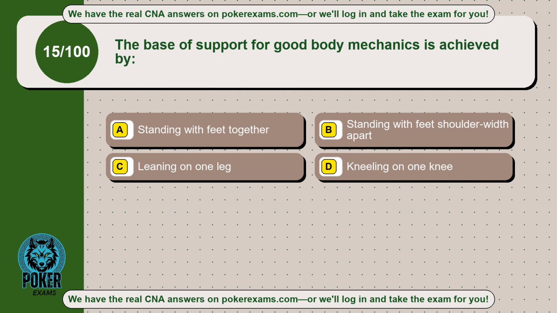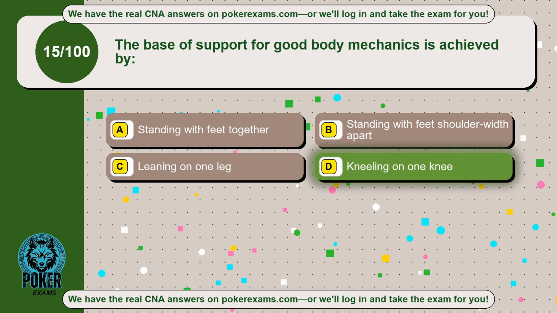Question 15. The base of support for good body mechanics is achieved by: Option A. Standing with feet together. Option B. Standing with feet shoulder width apart. Option C. Leaning on one leg. Option D. Kneeling on one knee.